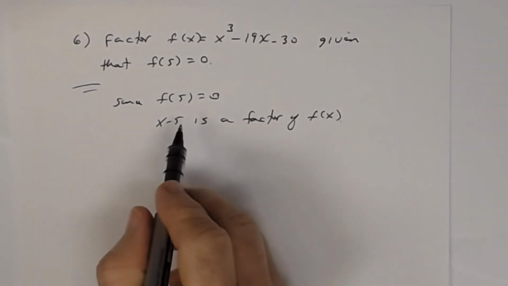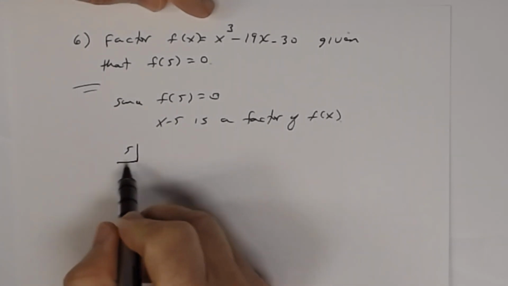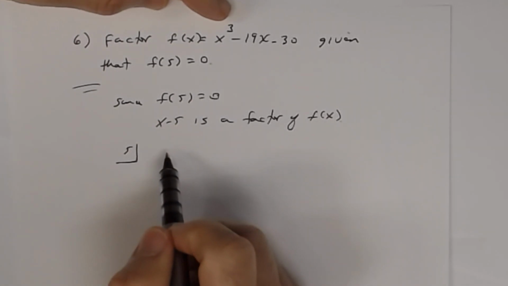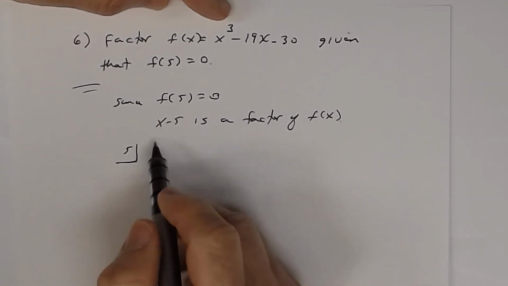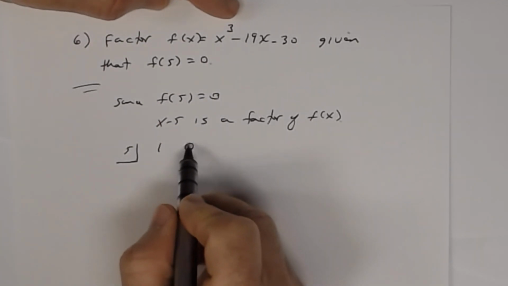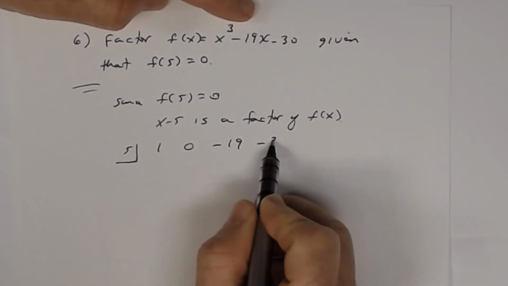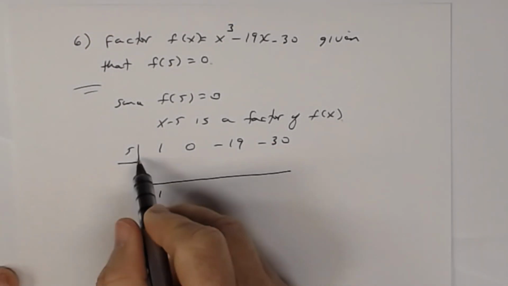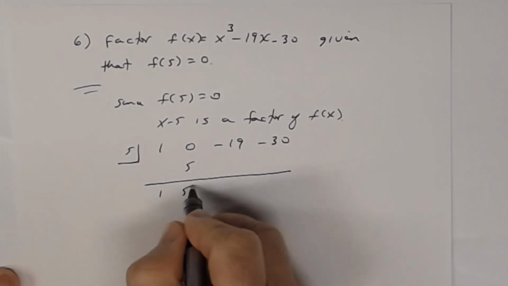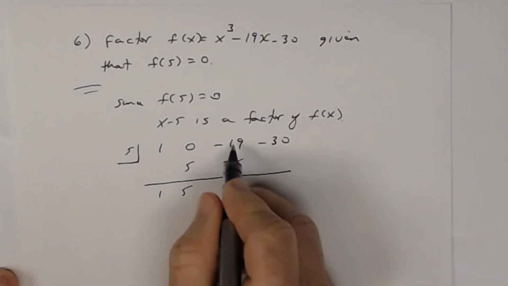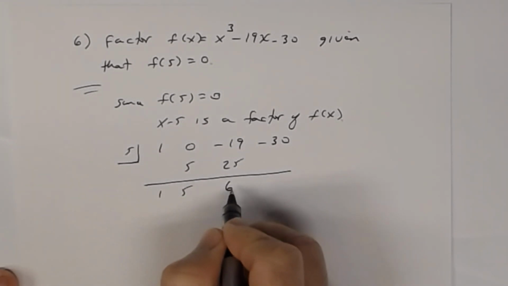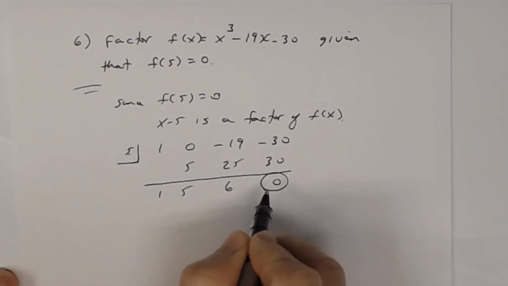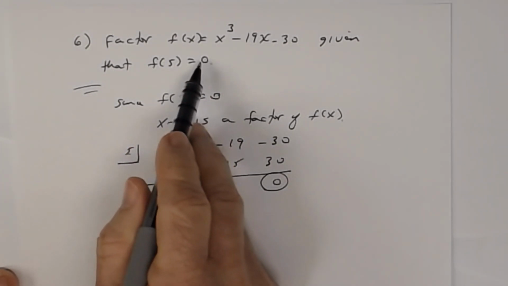All right, so we're going to use synthetic division. So I'm going to put 5. And then notice I am missing x squared, so I'm going to put a 0 for that missing term. So I have 1, 0, negative 19, negative 30. All right, so let's bring down the 1. 5 times 1 is 5. Add, I get 5. 5 times 5 is 25. Negative 19 plus 25 is 6. 5 times 6 is 30. Add, you get 0. You knew you had to get 0, right? You knew you had to have 0 here because that was what you were told.